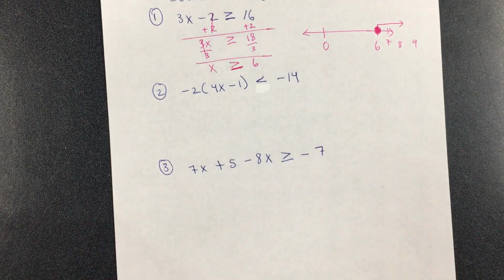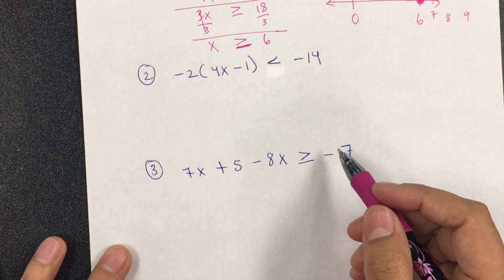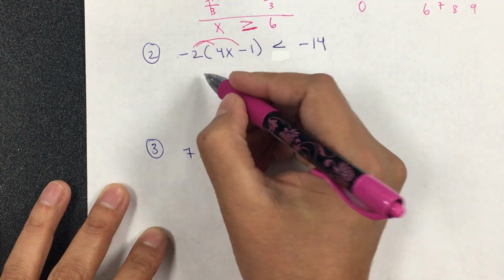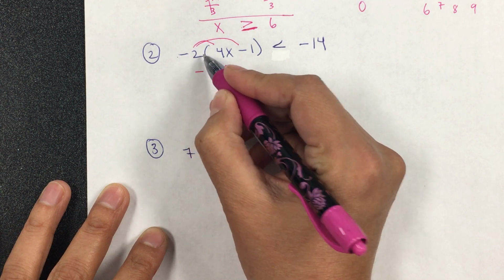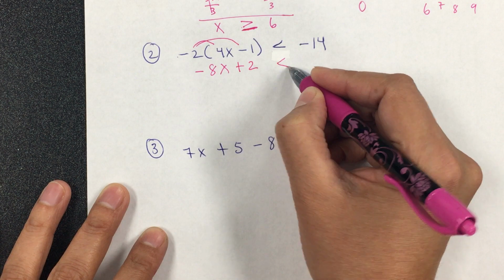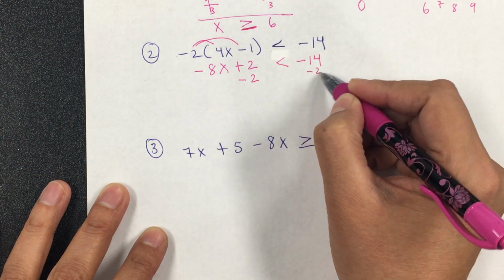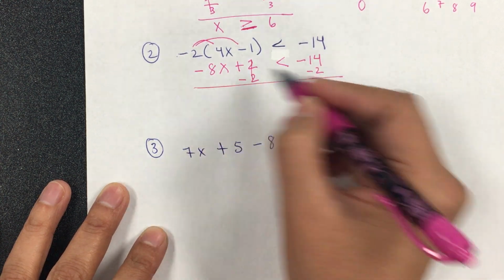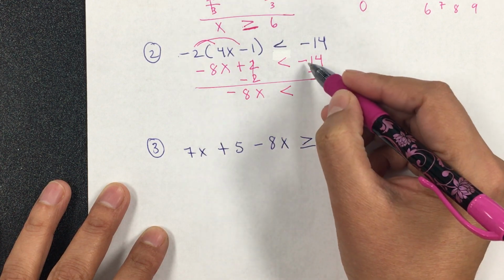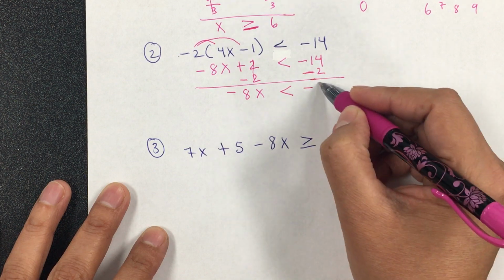For the next one, we have parentheses, and that means that we can do distributive property in here. So negative 2 times 4x is negative 8x. Negative 2 times negative 1 is positive 2, and is less than negative 14. We subtract 2 from both sides to cancel the plus 2. And so we get negative 8x is less than, since it's 2 negatives, it's addition of negatives, so it's negative 16.